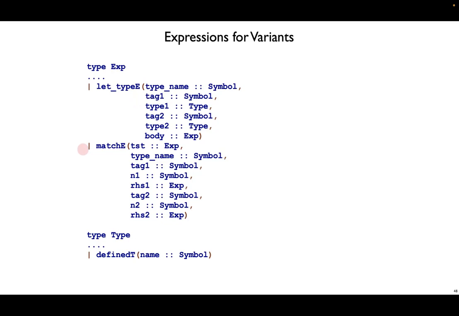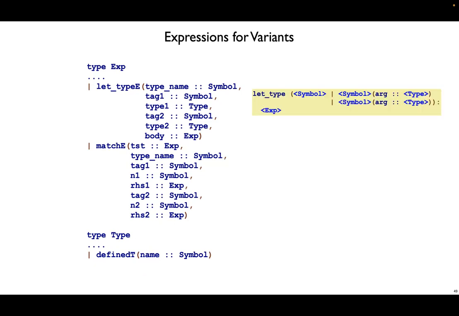First is the expression that we're matching on. Second is the type name for that expression. And then we have 3 things for each case of the match. First, a symbol tag, then an argument name, and finally a right-hand side or body expression. Lastly, we have our new type, defined t, and a defined t packs up a symbol name. And this name will refer to something that was defined with let type earlier on.